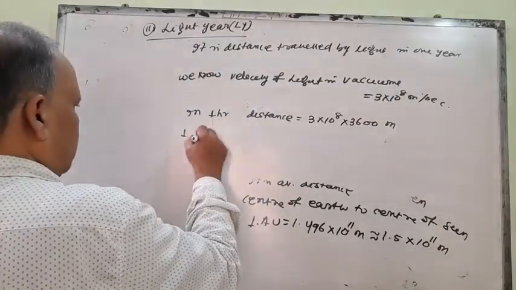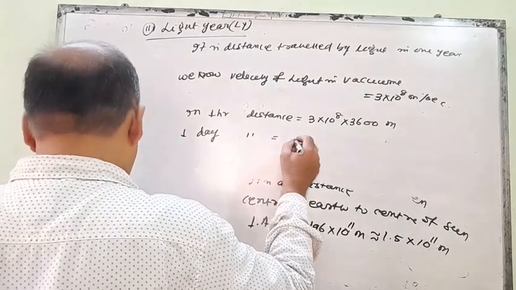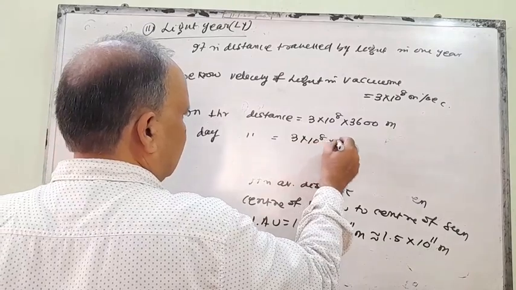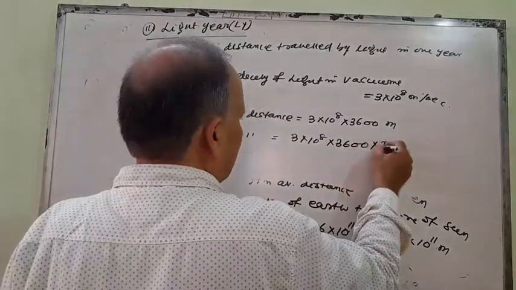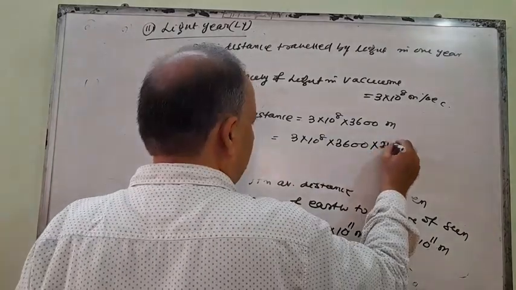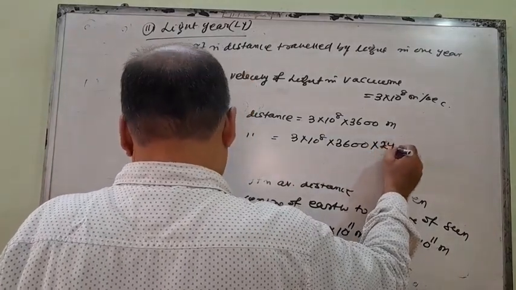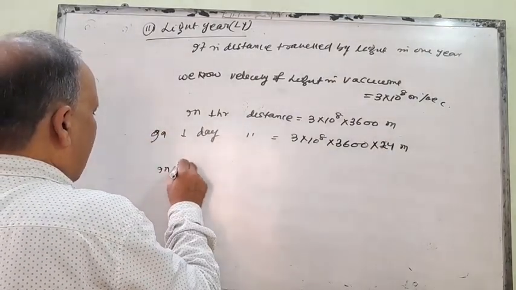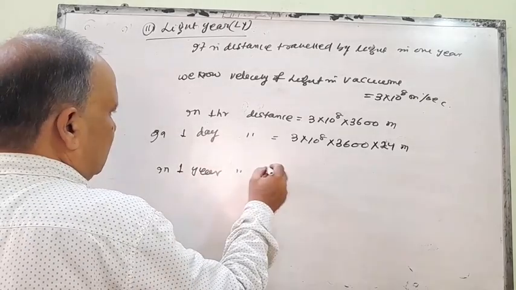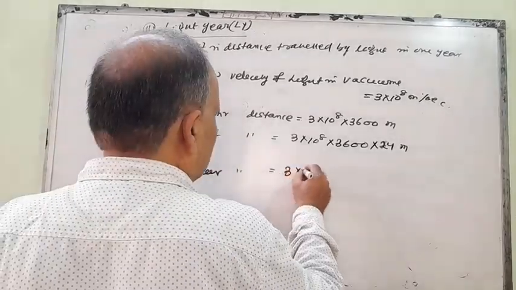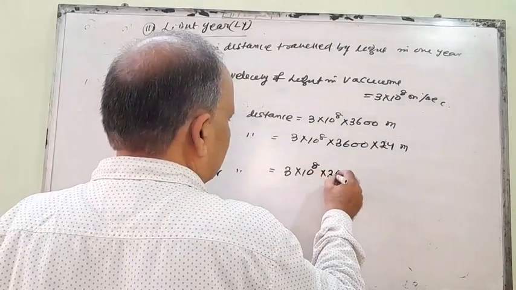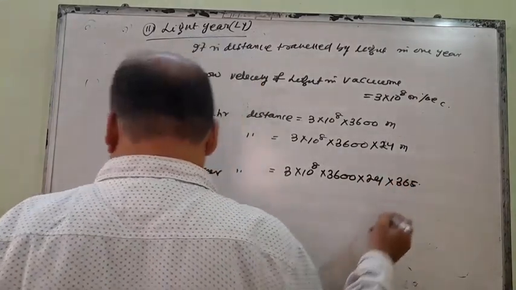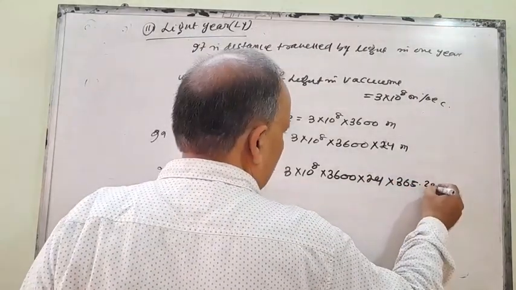In 1 day, distance is equal to what? 3 into 10 to the power 8 into 3600 into 24, because 1 day is equal to what? 24 hours. In 1 year, the distance travelled is equal to 3 into 10 to the power 8 into 3600 into 24 into 365.25 meter.